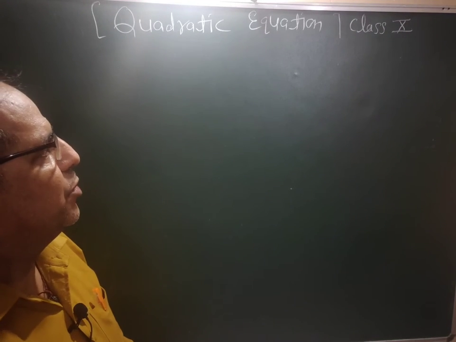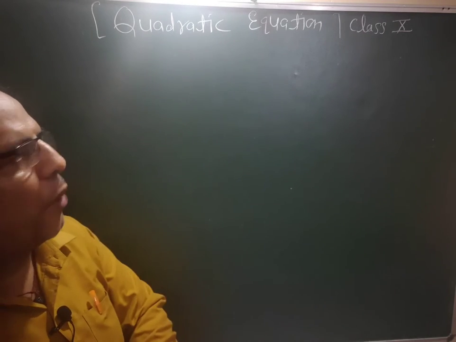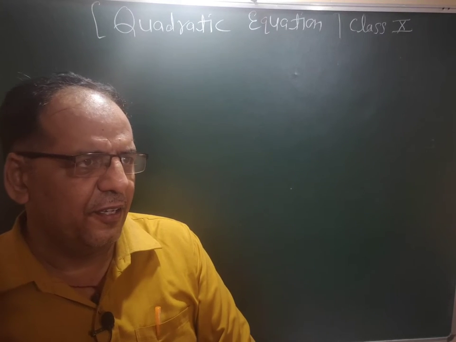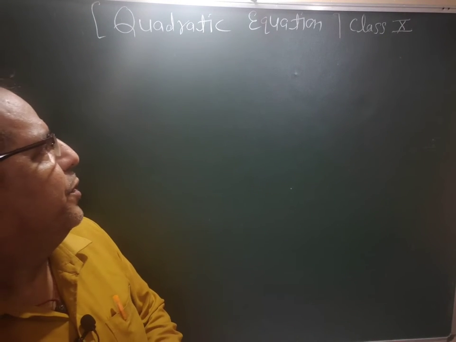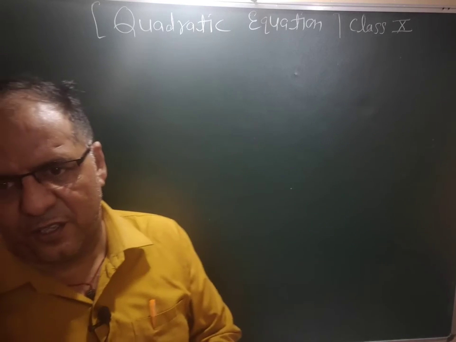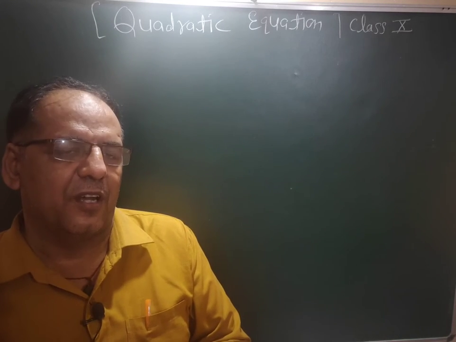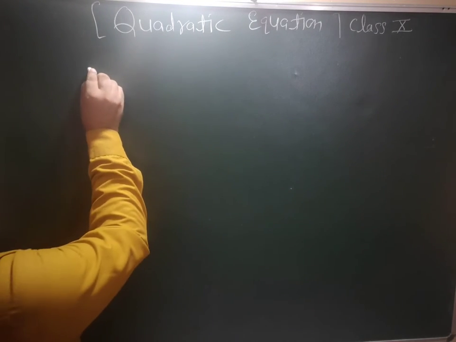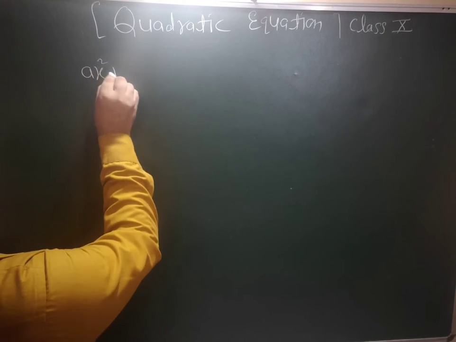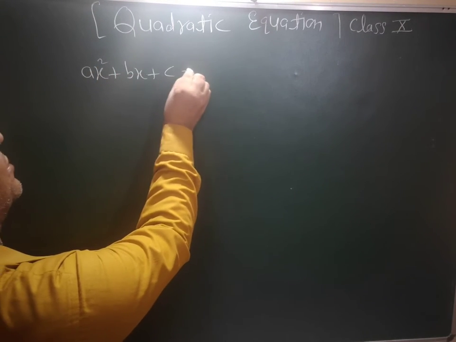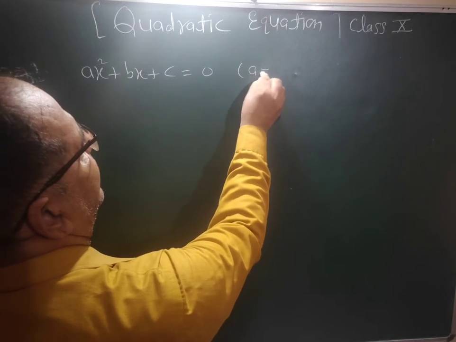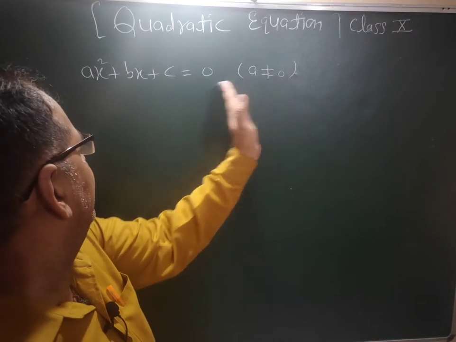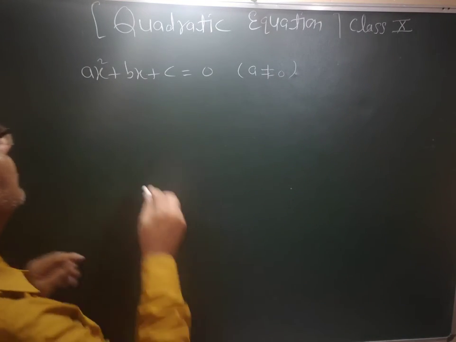Hello students, today we are starting a new chapter, quadratic equation, and in this chapter we study first the formation of quadratic equations. How can we form a quadratic equation? We know that the standard form of the quadratic equation is ax square plus bx plus c equal to 0, where a not equal to 0. This is the standard form of quadratic equation in which a can never be equal to 0.